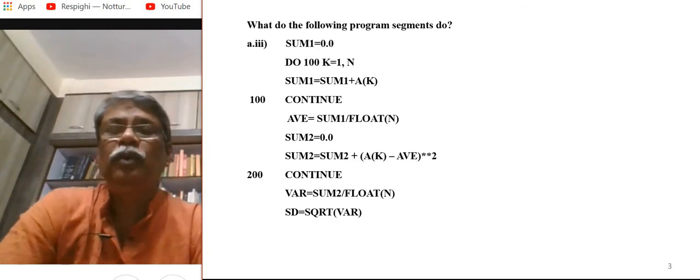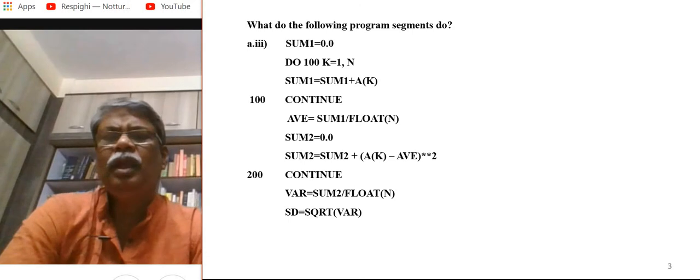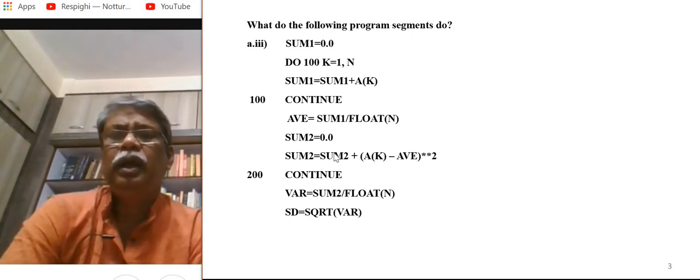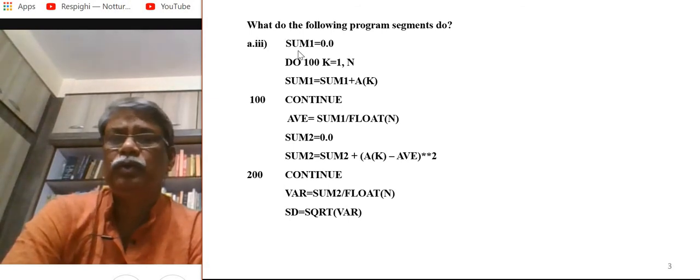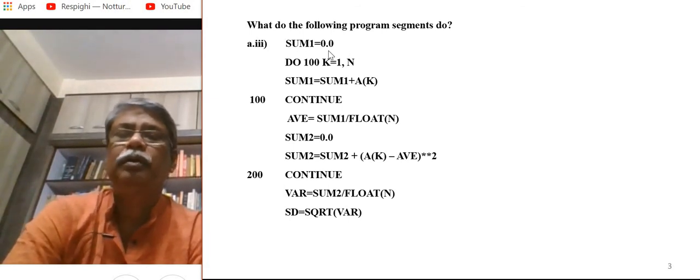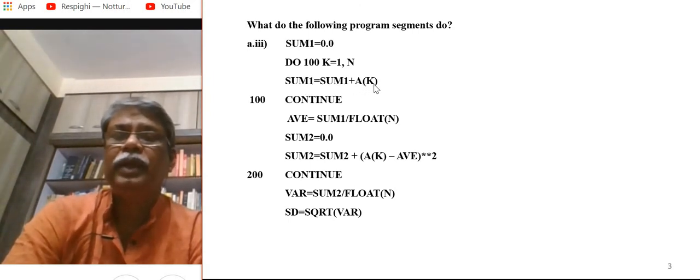Let us go to the next problem. What do the following program segments do? So it's rather straightforward. It's a summation. Sum1 is 0.0, that means initialization of the variable sum1. We often call it a container, and then it goes over 1 to n, and it does repetitively. It adds on ak, that is a1, a2, a3, to the container, that is sum1, and it ends.